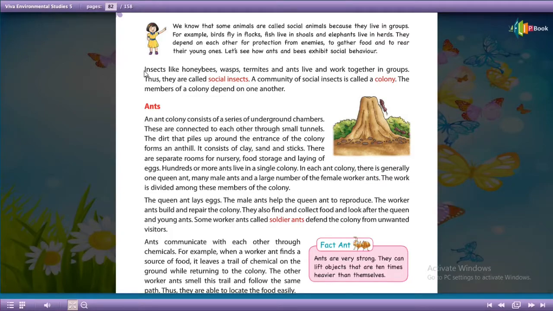To gather food and to rear their young ones.